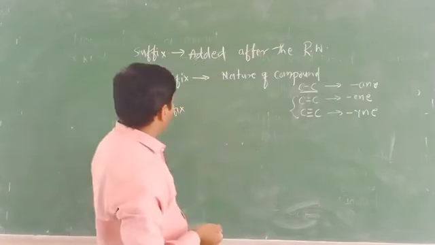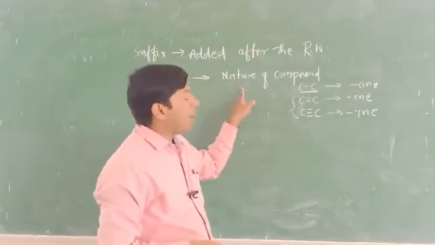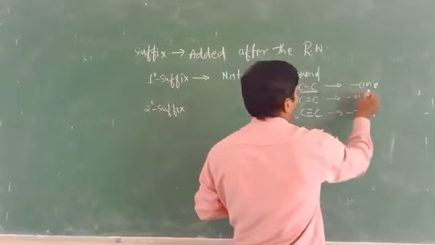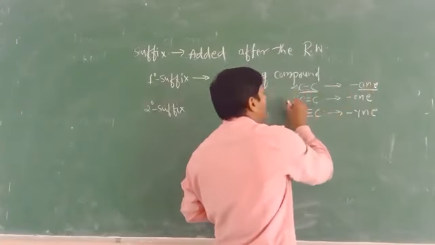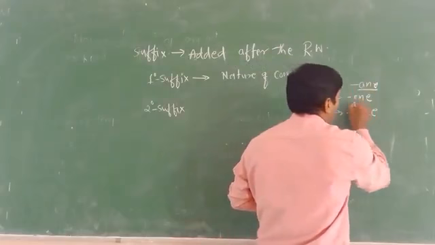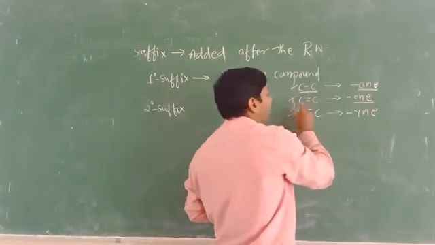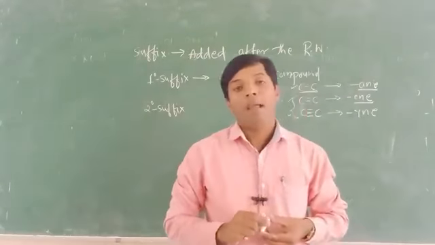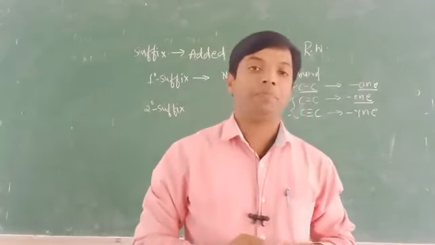So what is the role of the primary suffix? The primary suffix gives an idea regarding the nature of the compound. If the compound has a carbon-carbon single bond, you use ANE. If it has a carbon-carbon double bond, you use ENE. And if it has a carbon-carbon triple bond, then the name always ends with YNE.